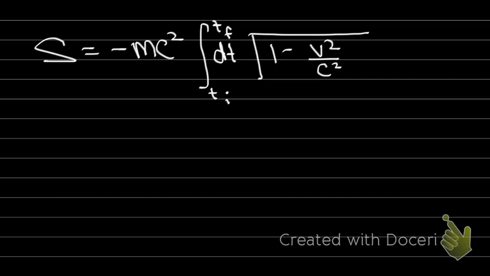Okay, so now let's go a step further and look at the principle of least action for a relativistic system. Let me first quickly draw the graph. Let me just do that quickly.